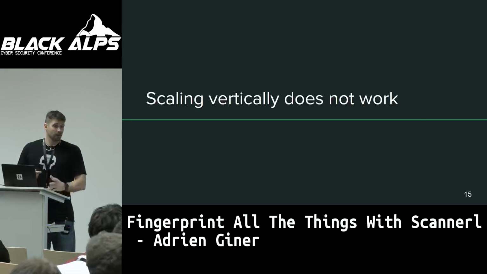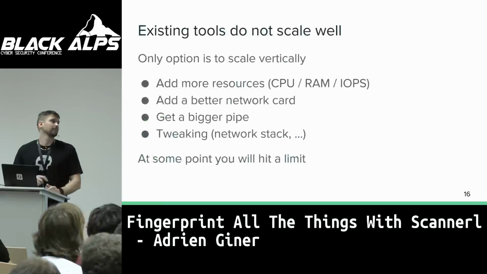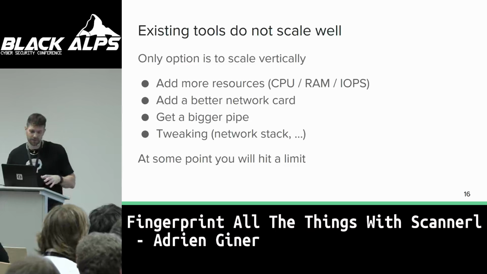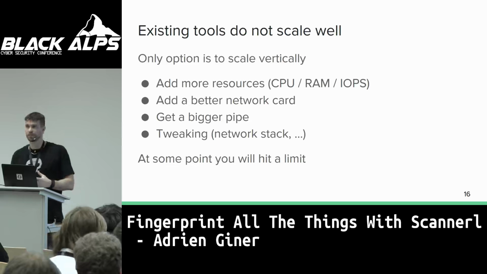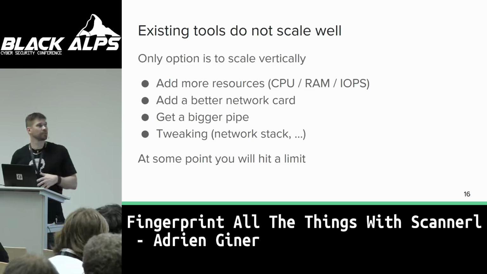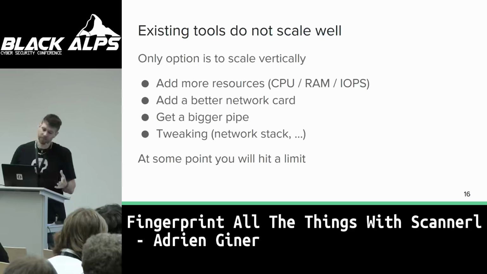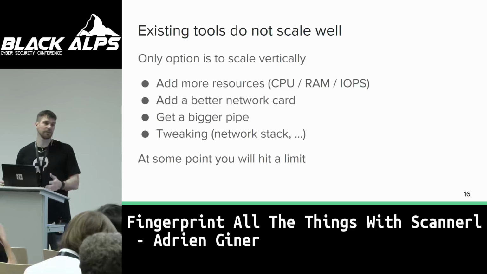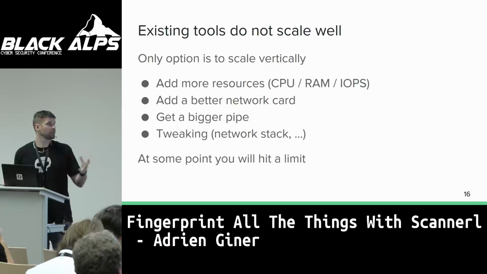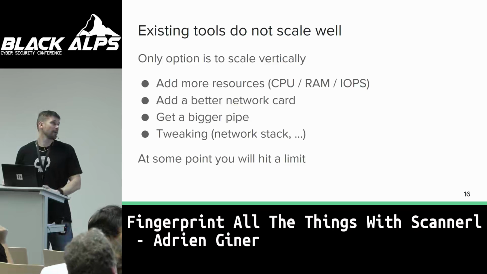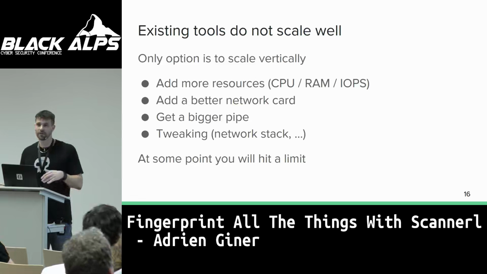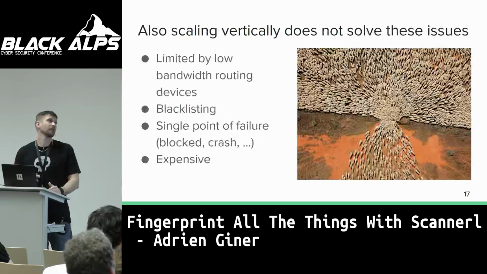So how do those tools scale? The only solution is to scale vertically. By vertically, that means you'll improve the hardware. You'll get a better CPU, you'll get more RAM, you add a better network card, and so on. It all depends on the bottleneck that you're hitting. If you're hitting a bottleneck on the CPU, then you improve your CPU. This is all nice, but at some point you'll hit a limit. You won't be able to scale indefinitely on the same machine.